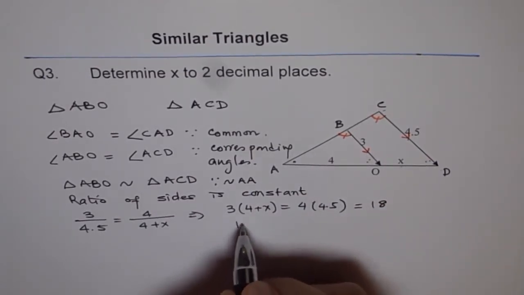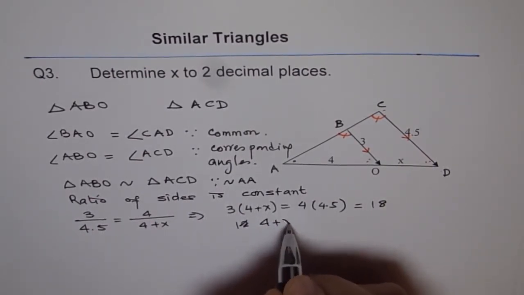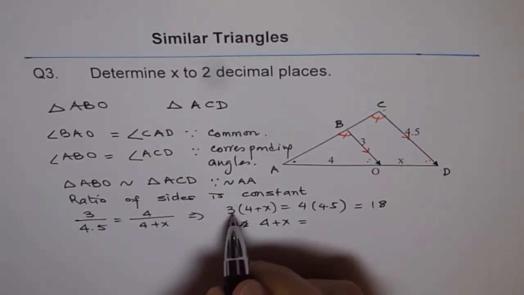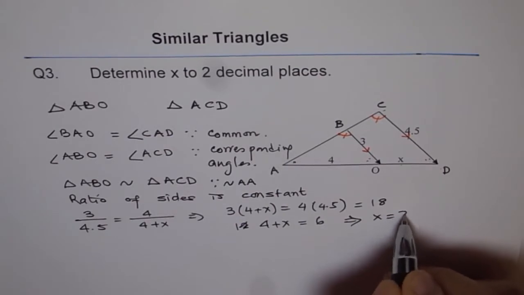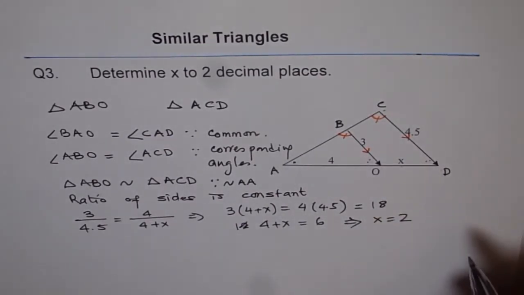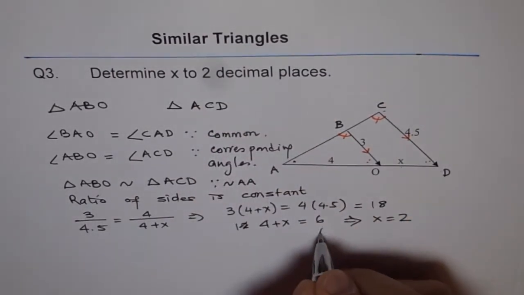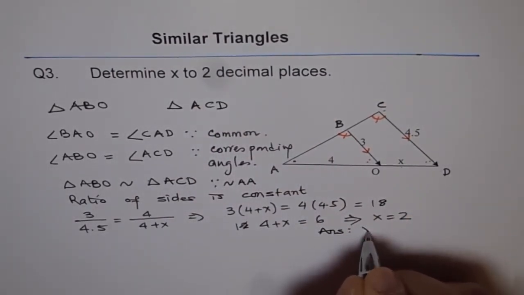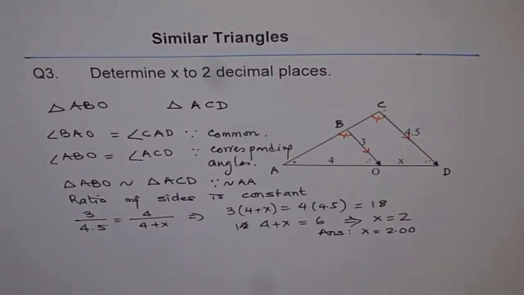So we will have 3 times 4 plus x equals 18, so we can divide by 3 on both sides. So we get 4 plus x equals 18 divided by 3, which is 6, and therefore this implies that x is equal to 2, right? So the unknown side x is 2 for us. To write down the answer, we have to write it to 2 decimal places. We say the answer is x equals 2.00. Remember to write your answer to 2 decimal places.